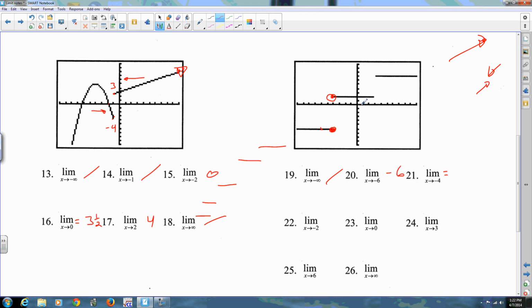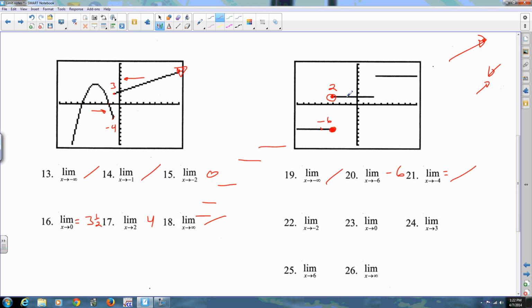At negative 4, as you approach from the left, you're at negative 6. As you approach from the right, you're at 2. They're not the same number. It doesn't matter what the circle is at either end. It makes no difference at all. You're approaching 2 from this side, you're approaching negative 6 from that side. So there is no limit at negative 4.